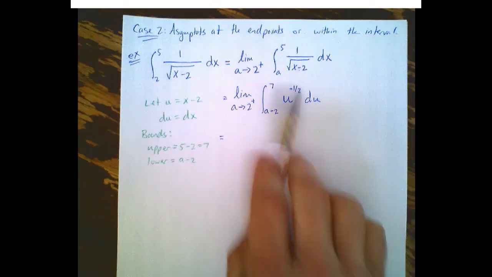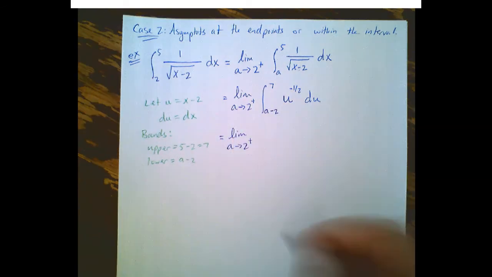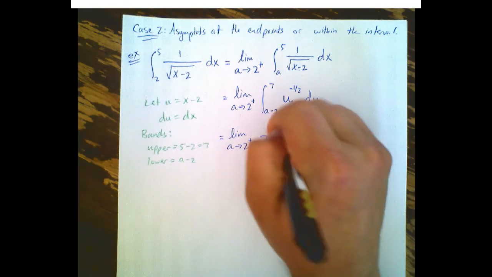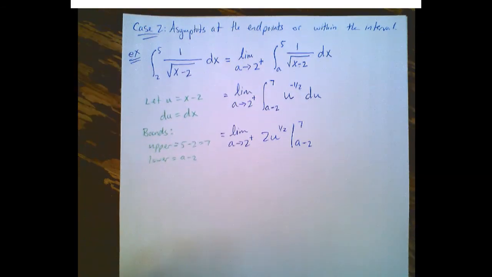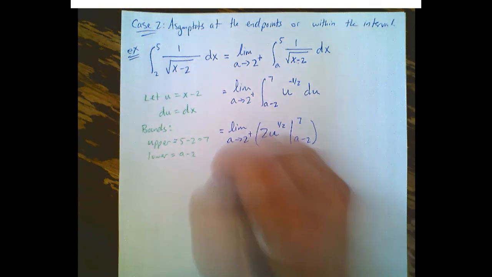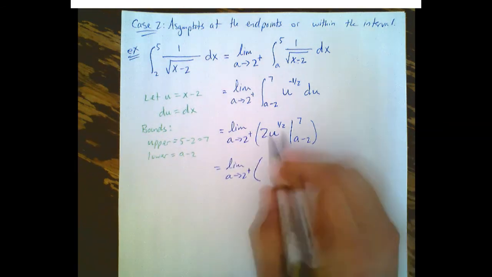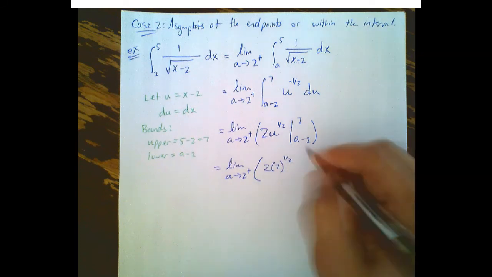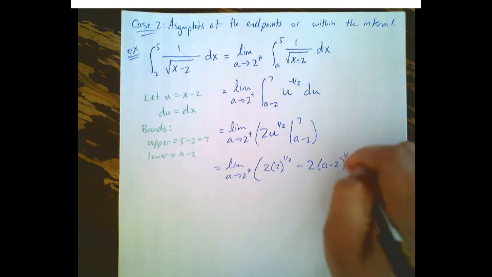So let's take care of this antiderivative. Keep your limit. Increase and divide. So negative 1/2 plus 1 is positive 1/2. Divided by 1/2 will give us 2. So this is 2u to the 1/2 from a minus 2 to 7. So we're looking at the limit of 2 times 7 to the 1/2 minus 2 times a minus 2 to the 1/2.